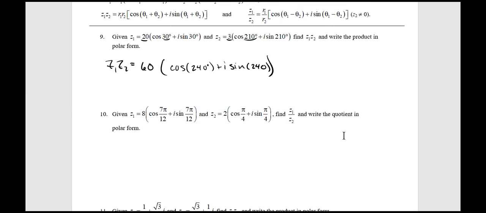Dividing is no worse. Maybe you have to subtract some fractions for the angles, but it's still no worse. If I want to divide, remember we divide the moduli, z1's modulus over z2's modulus. That's the 8 out front and the 2 here. And we subtract the angles, top minus bottom. The argument of z1 minus the argument of the bottom, z2.